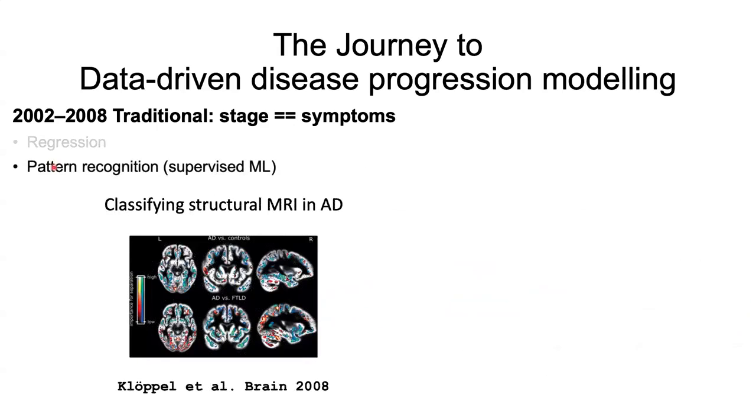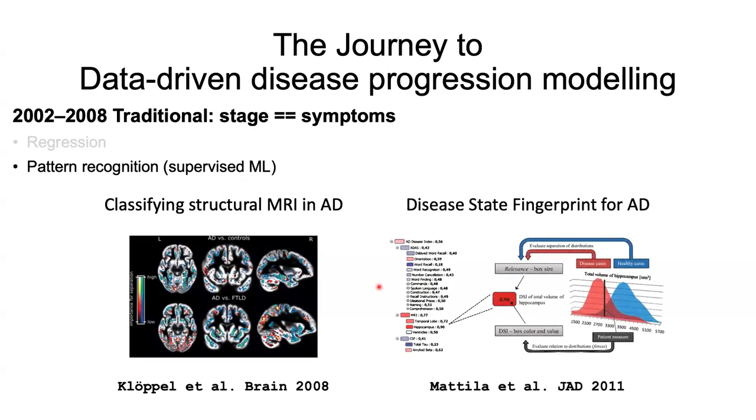So enter pattern recognition towards the end of the 2002 to 2008 period. Here's a paper with a heat map on the top row of Alzheimer's disease cases versus controls. These are just group differences. And on the bottom, Alzheimer's disease versus another dementia, frontotemporal dementia. You can do a pattern recognition, supervised machine learning classifier on MRI in your two-group case-control style study.